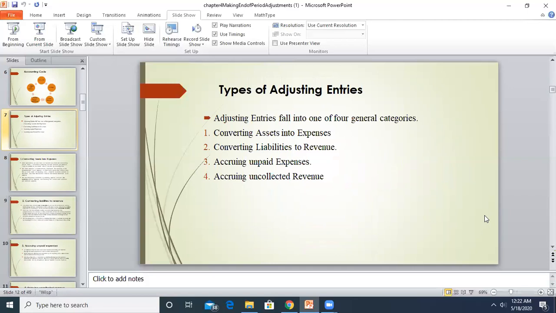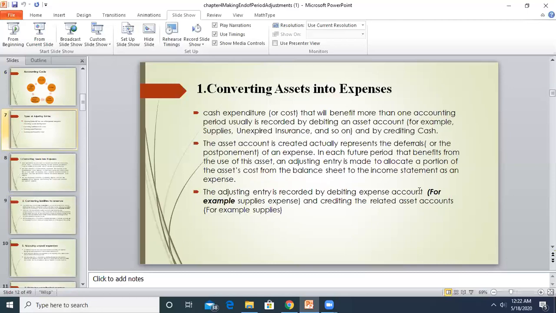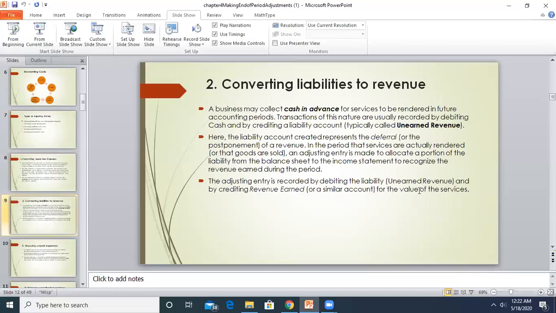Today our focus would be more on the third, accruing the unpaid expenses, and the fourth, accruing the uncollected revenue. It's a very comprehensive slide.